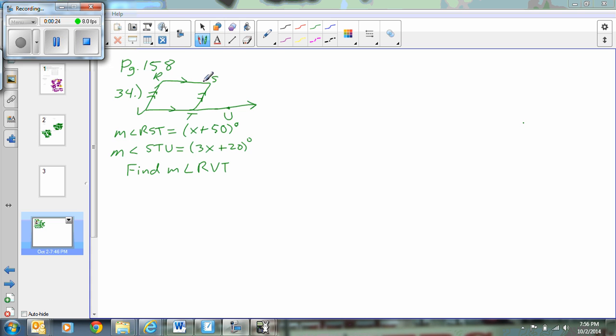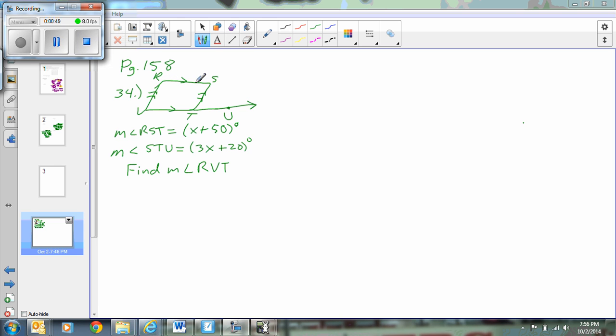Notice that segment RS and this ray have one arrowhead to show that they're parallel to each other, and then the two segments on the side each have two arrowheads on them to show that those two are parallel to each other. All right, so if we're given the measure of angle RST and we're given the measure of angle STU, I want you to take a look at this diagram.